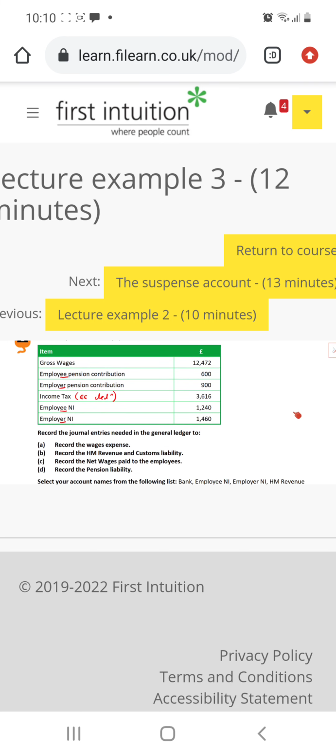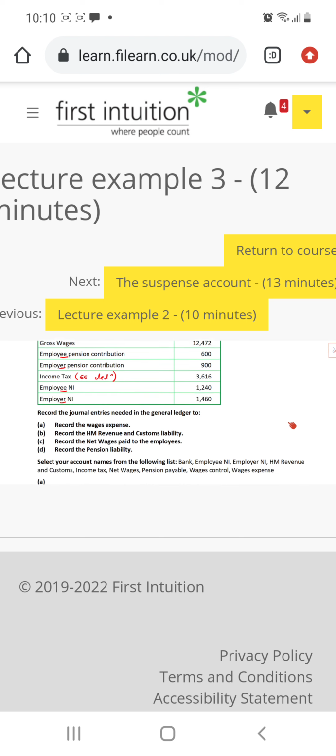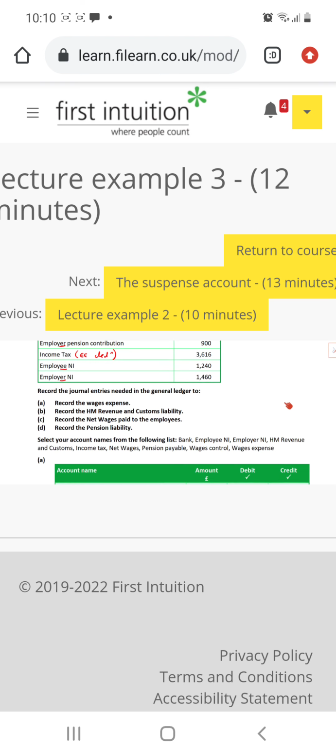So what's the wages expense? How much do we have to pay to Revenue and Customs? What's the net wage we're going to pay out? And what's the pension liability? Ultimately, we've got our pick list of everything that's there, so our account names need to be one of those. First of all, part A, record the gross wages.